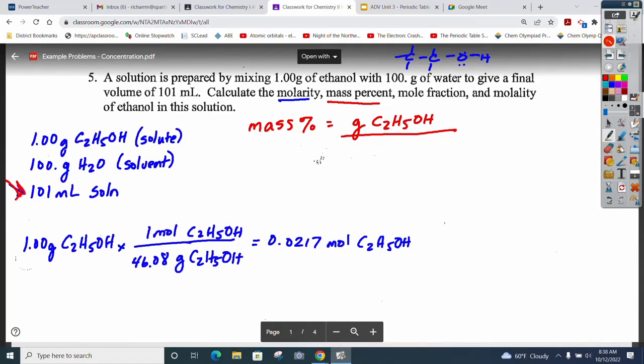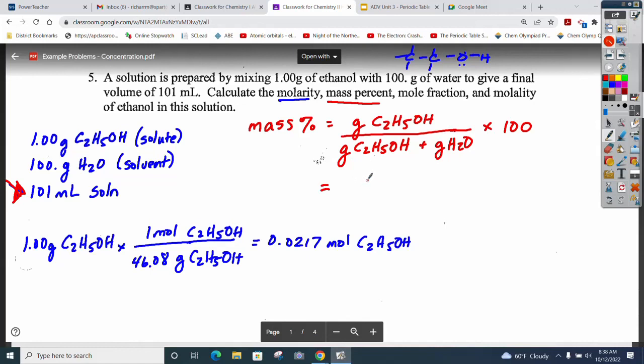If I look down here, they give me volume of the solution, but volume and mass are not the same thing, and nowhere does it tell me that my density is 1, so I cannot make that assumption. The only thing you can assume that volume and mass are the same for is water, because pure water has a density of 1, but this is not pure water. Since they don't just come right out and give me the mass of the solution, I'm going to have to add the mass of my solute to the mass of my solvent. Those two together give me the total mass of the solution, because those are the only two things in the solution. And then because it's a percent, I need to multiply by 100.